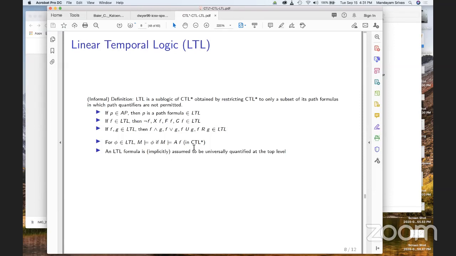And so what this then means is that phi is just a path formula. It is satisfied by M if every path from every initial state satisfies the LTL formula. That's how it is interpreted. Is this clear? We'll see some examples. If you have any questions, please stop me, okay?